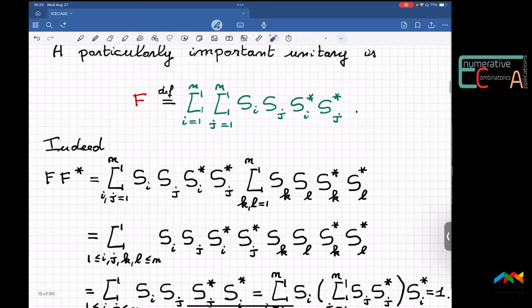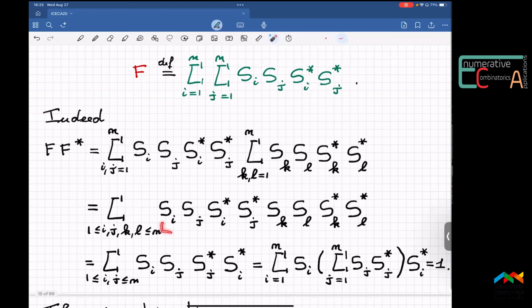So let's do it. F star, well, F, here it is: sum over i, j, S_i S_j S_i star S_j star. F star, here it is. Star is an involution, so star star is the identity. If you apply star to this and it's linear, you get sum over k, l and you reverse the order, but it's just the same, nothing changes. I have S_k S_l S_k star S_l star. So of course you bring the summation outside and you have this big monomial, or word if you want: S_i S_j S_i star S_j star S_k S_l S_k star S_l star.